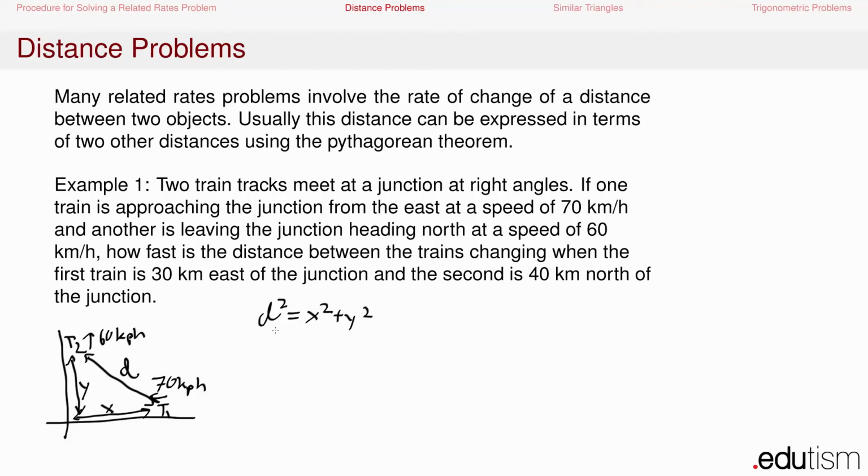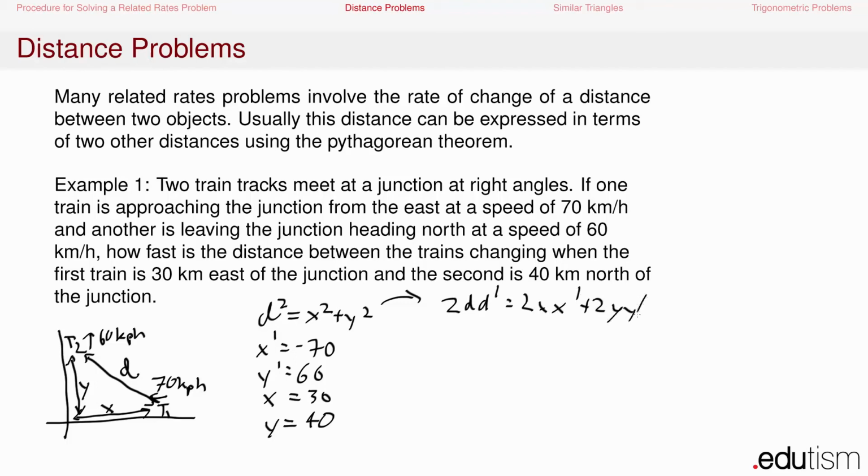Now, the given information is that since the first train is traveling at 70 kilometers per hour, x prime is negative 70, because x is shrinking as train one goes towards the junction. y prime is 60, since the second is traveling at 60 kilometers per hour. The first train is 30 kilometers east, so x is 30, and the second one's 40 kilometers north, so y is 40. So now we're going to take the derivative of this equation. We get 2d d prime equals 2x x prime plus 2y y prime.